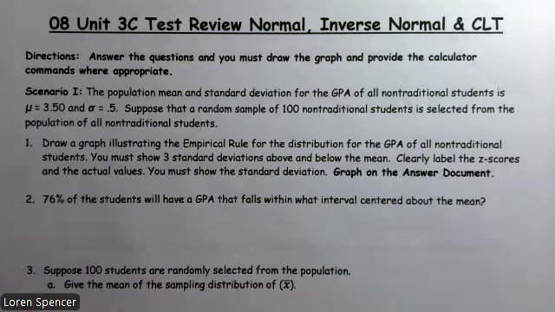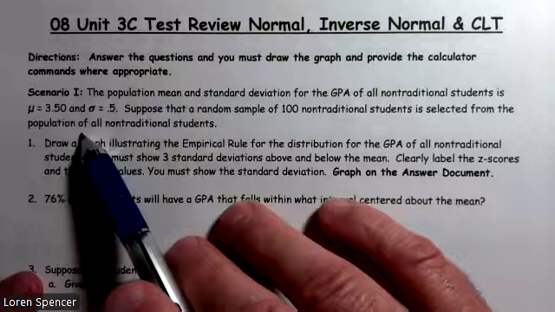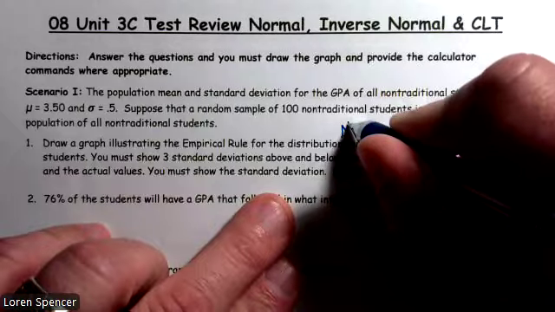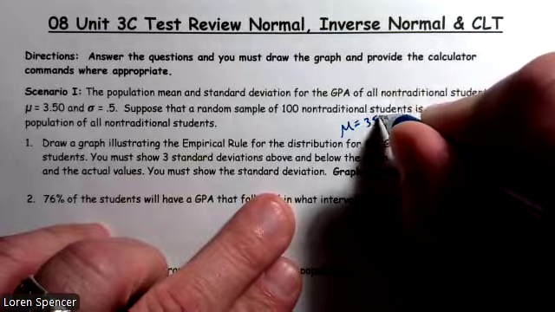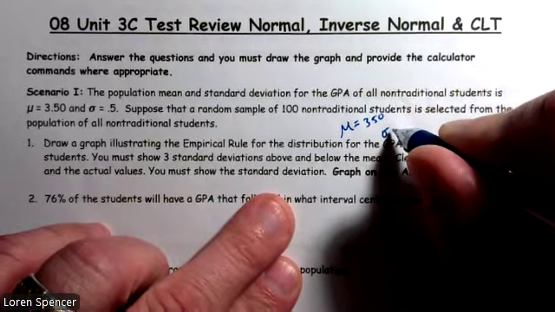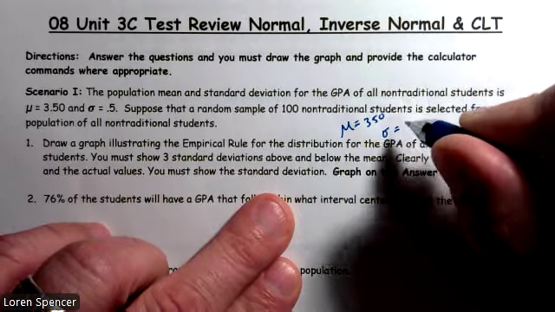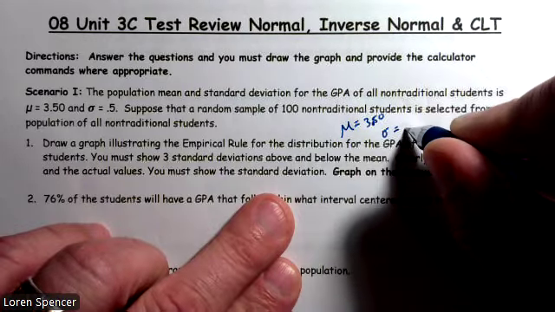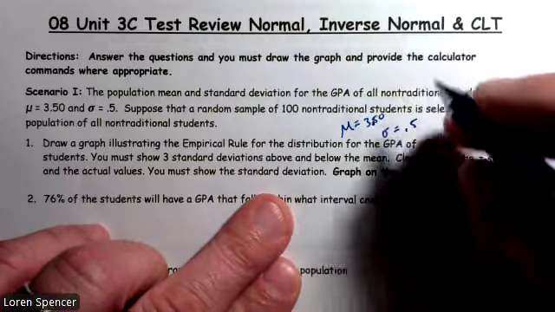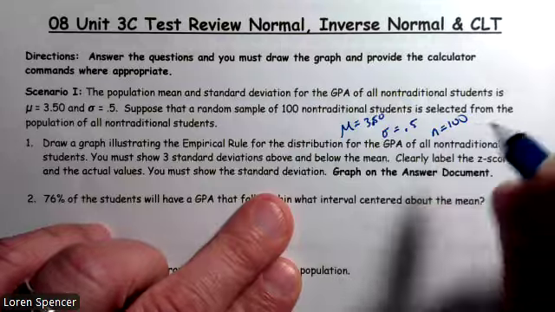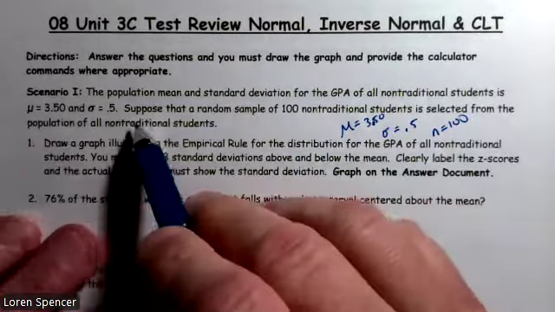So the population mean and standard deviation for the GPA of all non-traditional students is a mean of 3.5 and a standard deviation of 0.5. So I'm going to go ahead and write that down. Mean is 3.5. Standard deviation is 0.5. This is 3.5 and this is 0.5. And this has a sample size of 100. Please look out for that 3.5 and that 0.5.